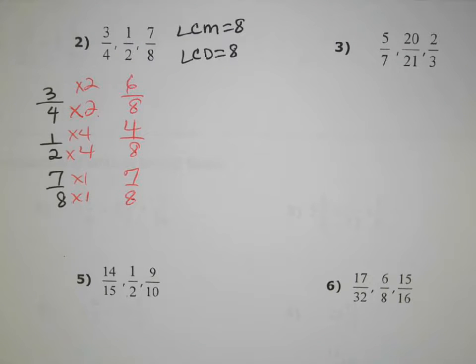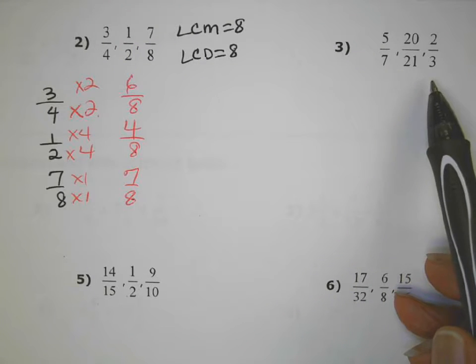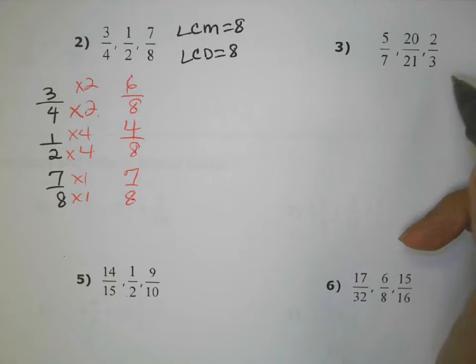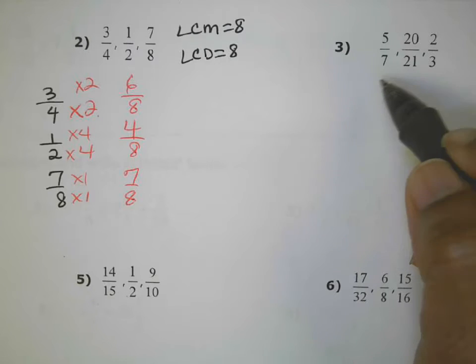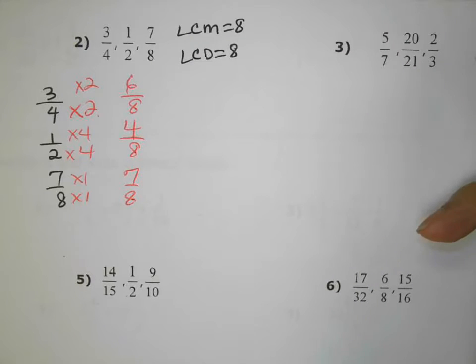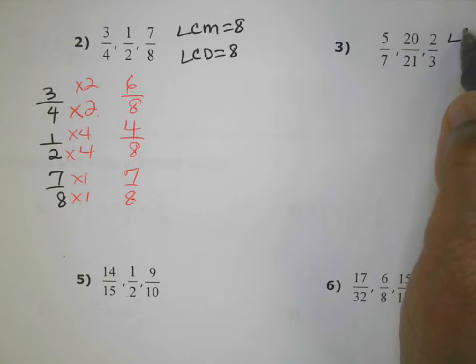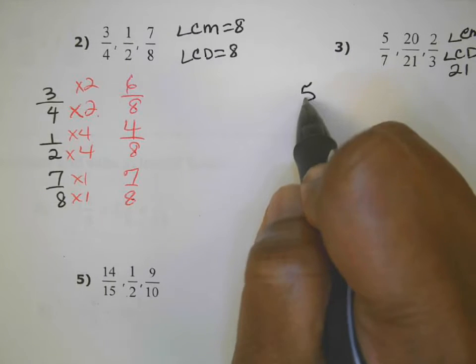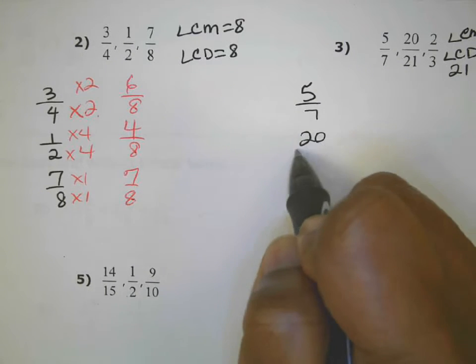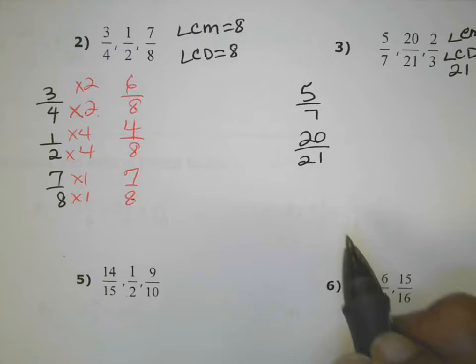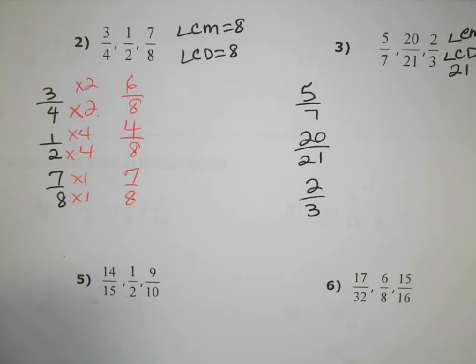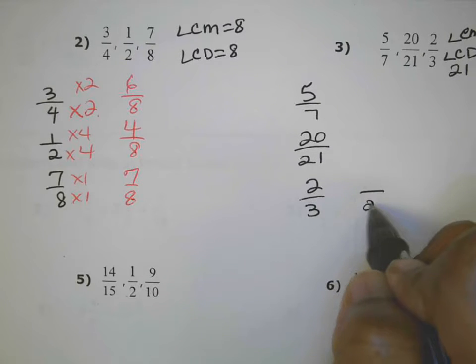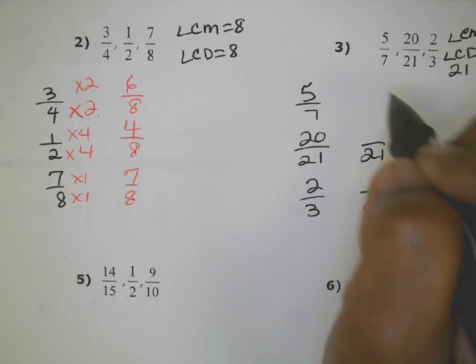What is the LCM for number 3? We have 7, 21, and 3. So which one is the largest number? And will 7 and 3 go into 21? So that's my LCD and my LCM. So I'm going to take 5 over 7, 20 over 21, and 2/3. And I'm going to raise all of them to 21 because 21 is my least common denominator.